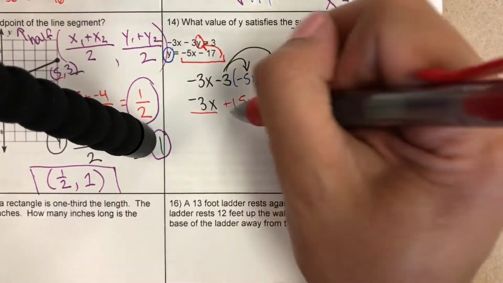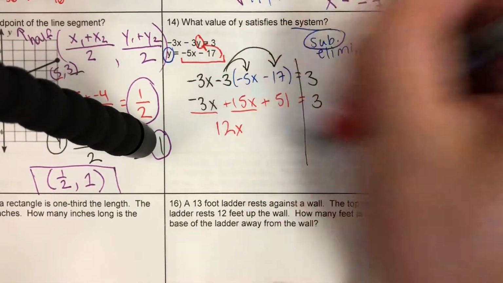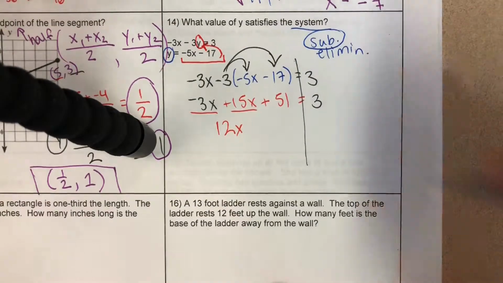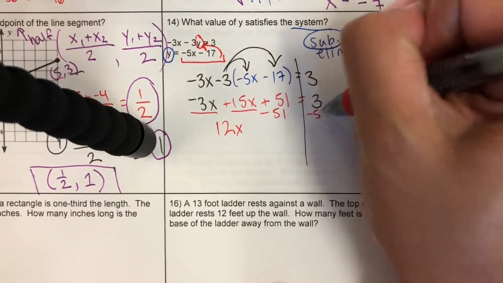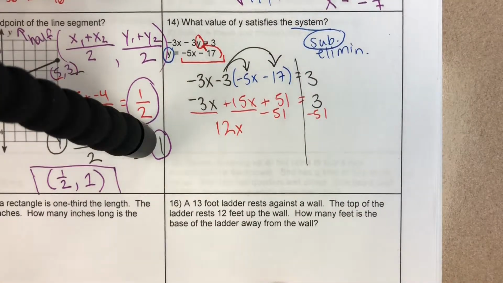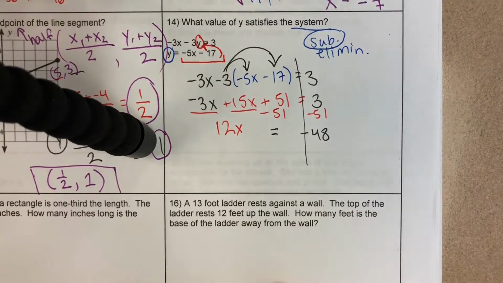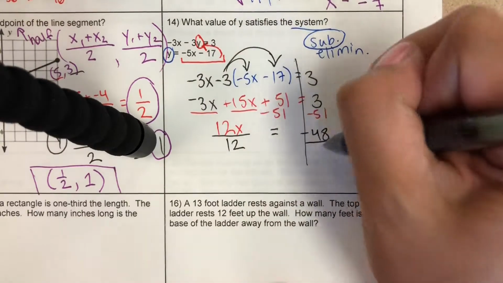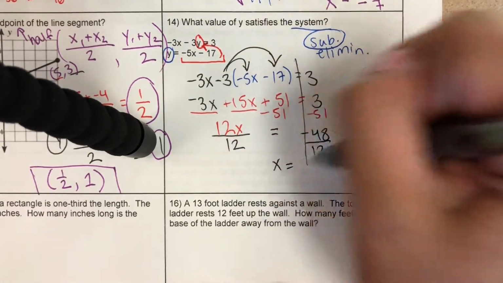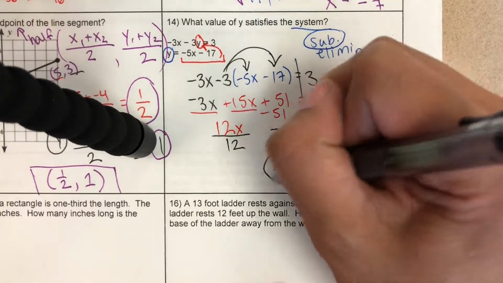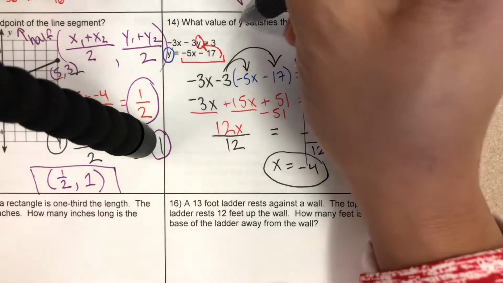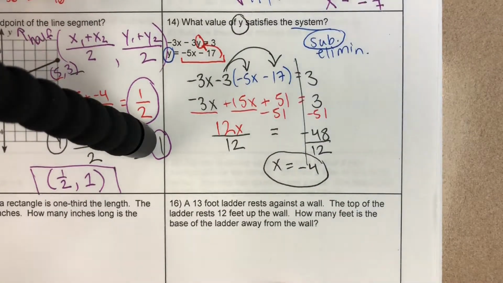I can add these two right here. That becomes 12x. Actually, let's just subtract 51 while we're at it. 3 minus 51 is going to be -48. So I have 12x equals -48. My last step is to divide by 12 on both sides. I have x equals -4. Let's see if that answers the question. It does not, because it's looking for the y value.